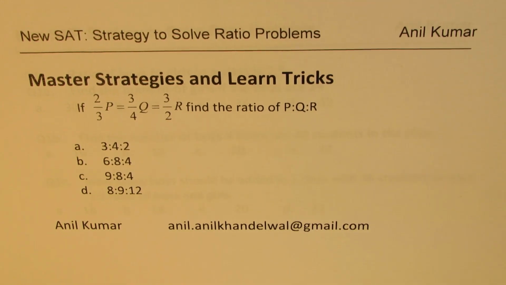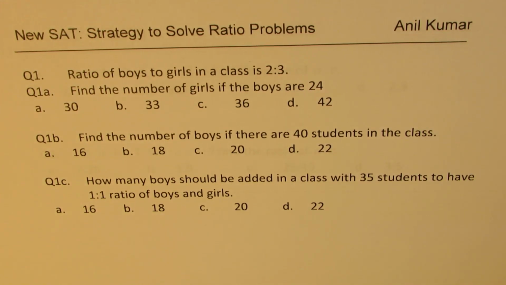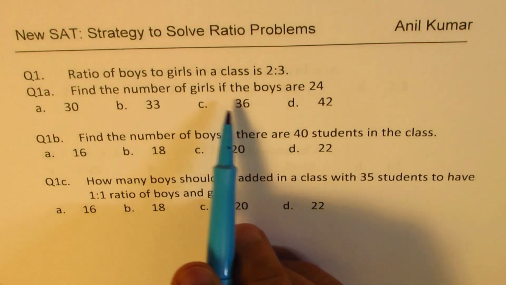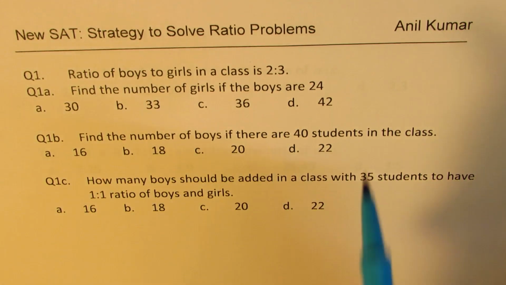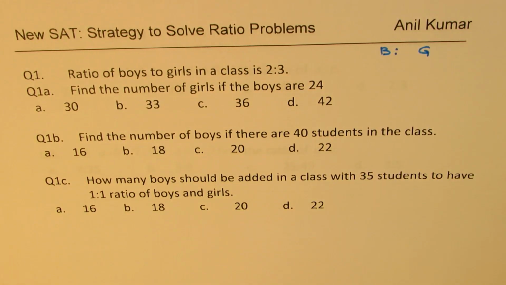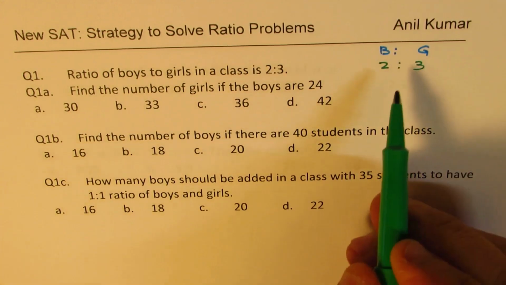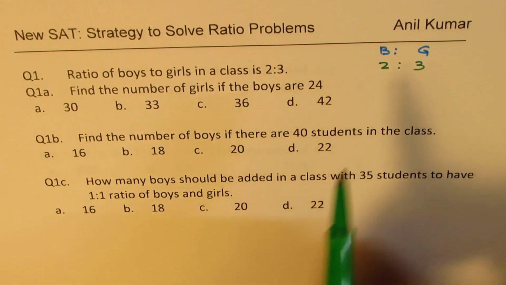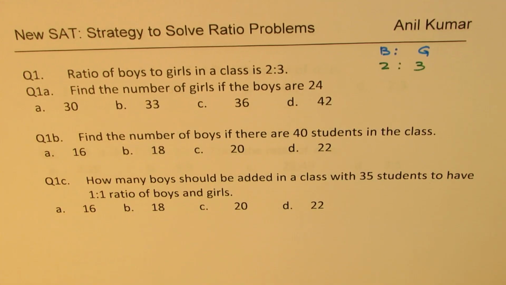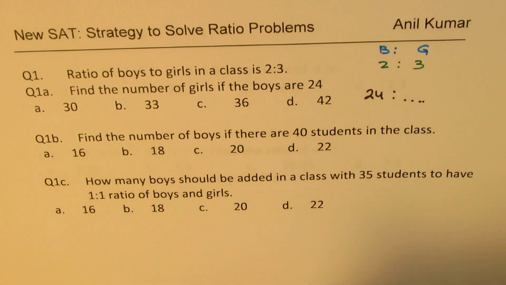So we'll begin with question number 1. Question number 1 here is, ratio of boys to girls in a class is 2:3. Find the number of girls if the boys are 24, right? So ratio of boys to girls, we say boys is to girls, is given to us as 2:3. That really means that for every 2 boys, there are 3 girls. So now it says, find the number of girls if the boys are 24. So if we have this number as 24, we need to find the number of girls.